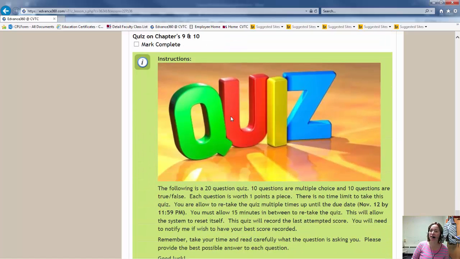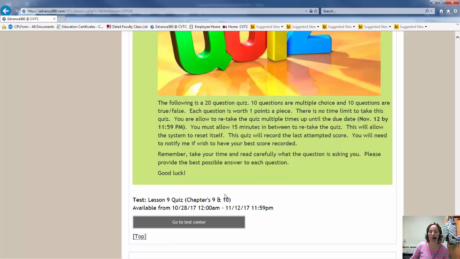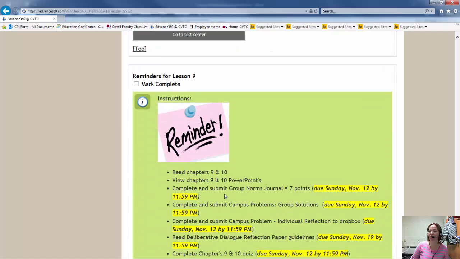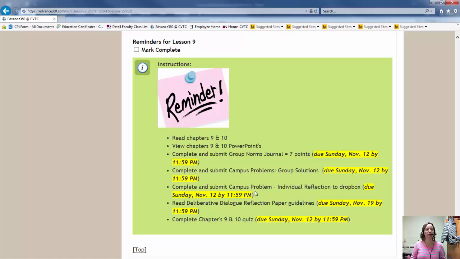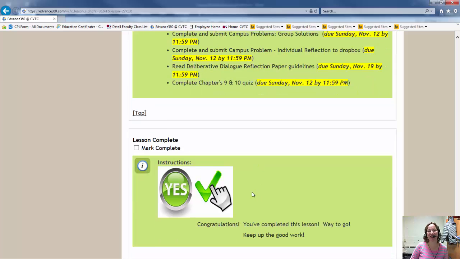Last but certainly not least, you will have a quiz on chapters 9 and 10. This quiz has 20 questions. 10 questions are multiple choice, 10 questions are true and false because you're dealing with 2 chapters. You are allowed to take the quiz multiple times up until the due date or until you reach a 100, whatever comes first. The due date for this quiz will be November 12th by 11:59 p.m. Once you've completed the quiz, I just have a reminder to make sure that you have completed all the elements required of you in this lesson by the due dates, and then congratulations, you've completed the lesson.